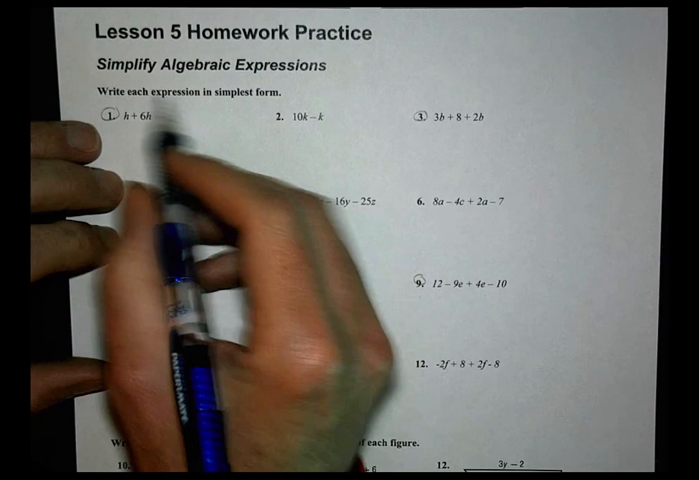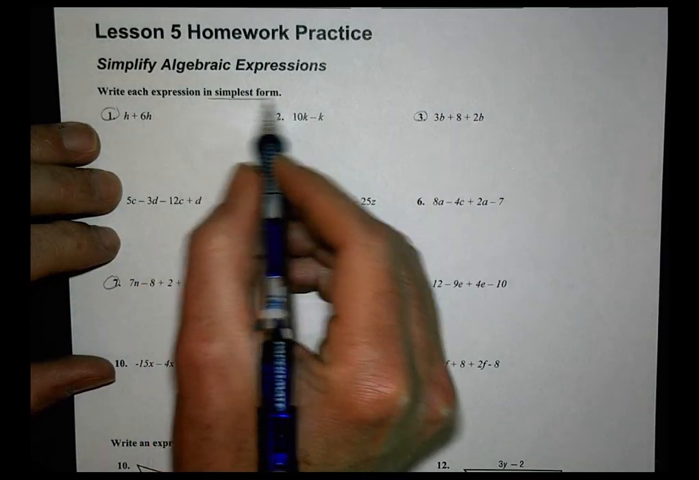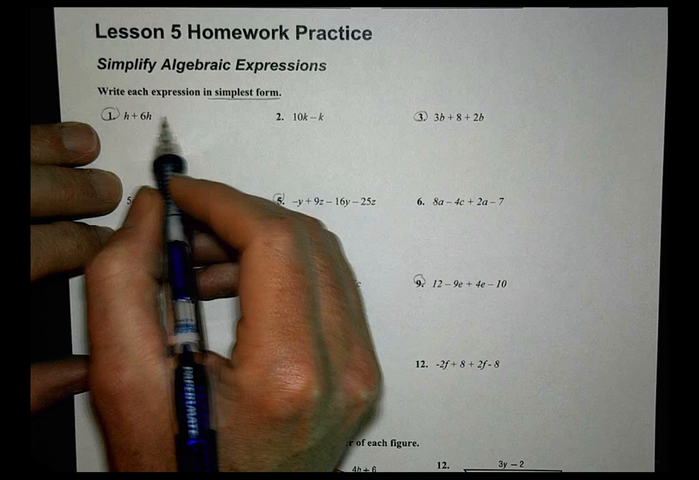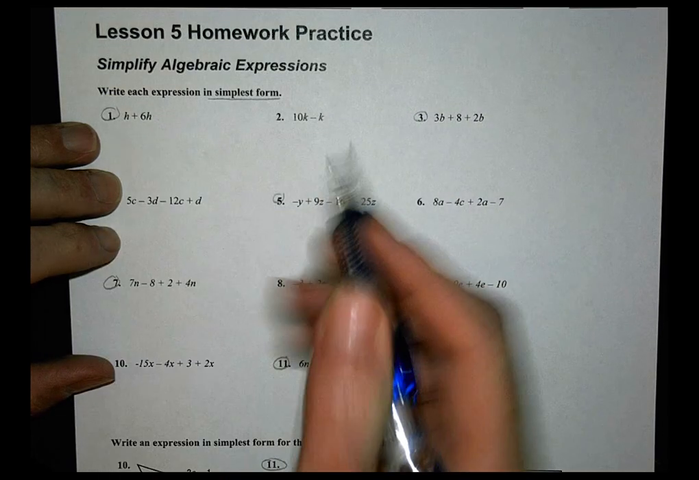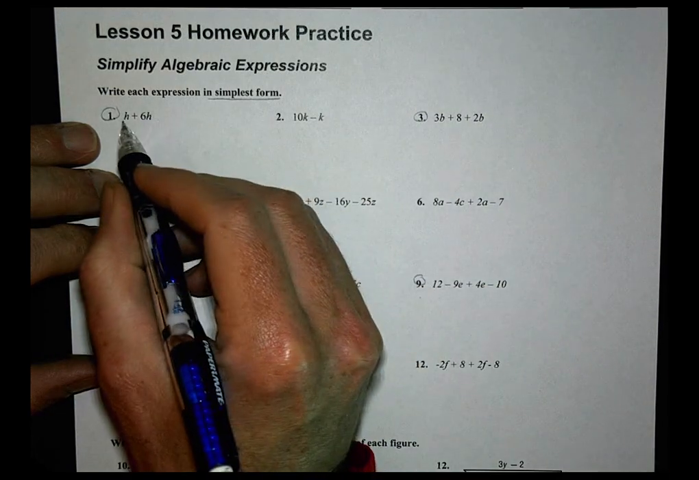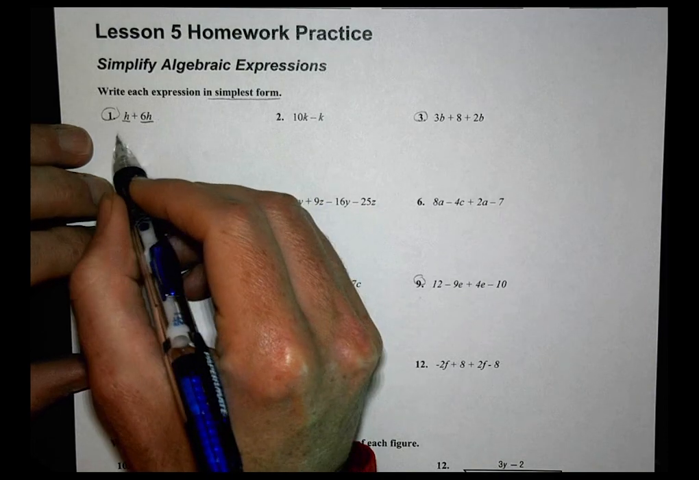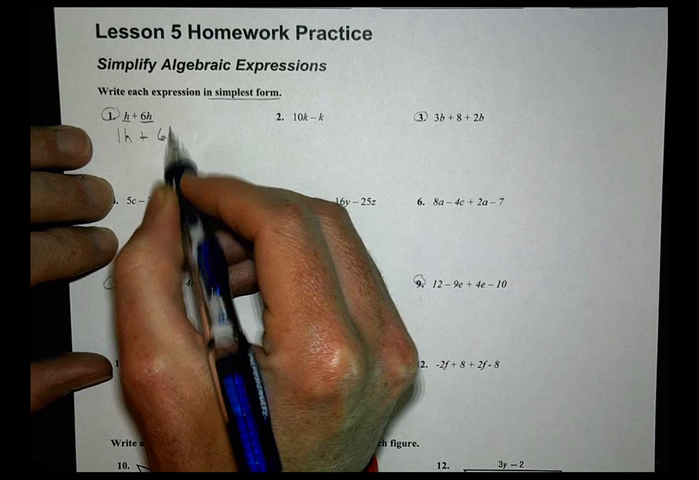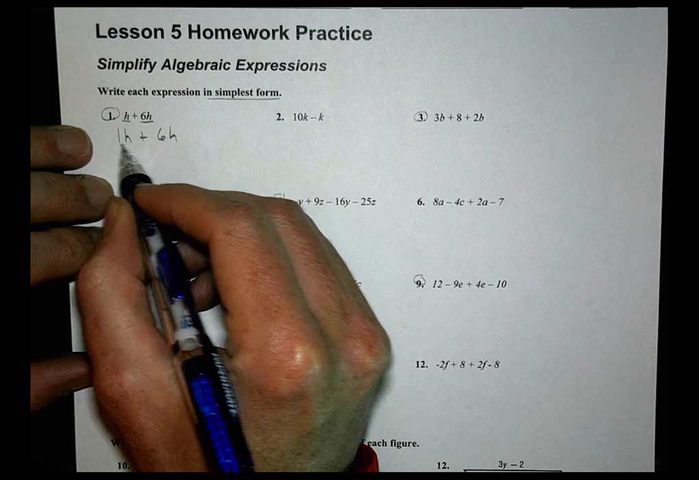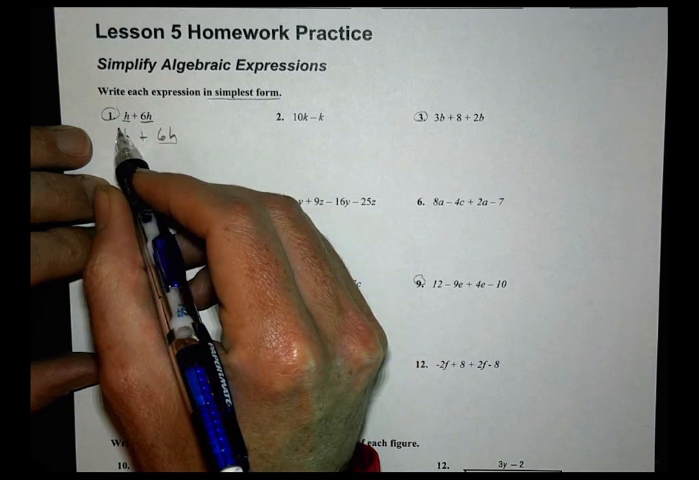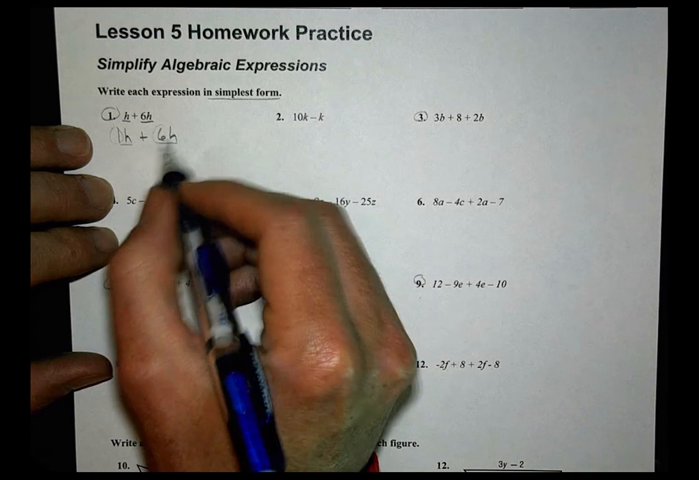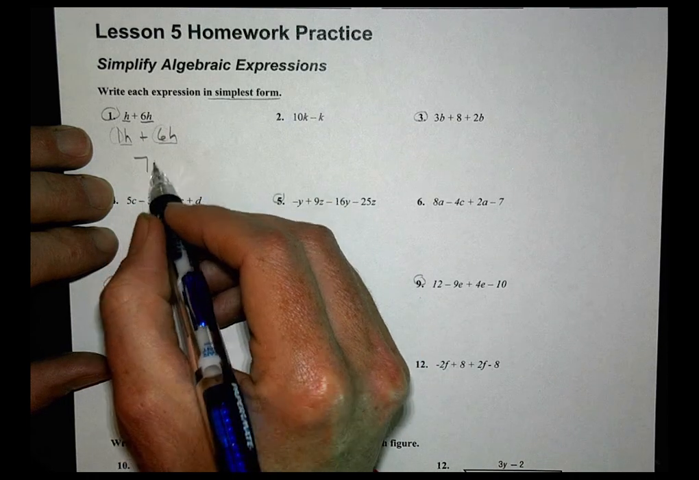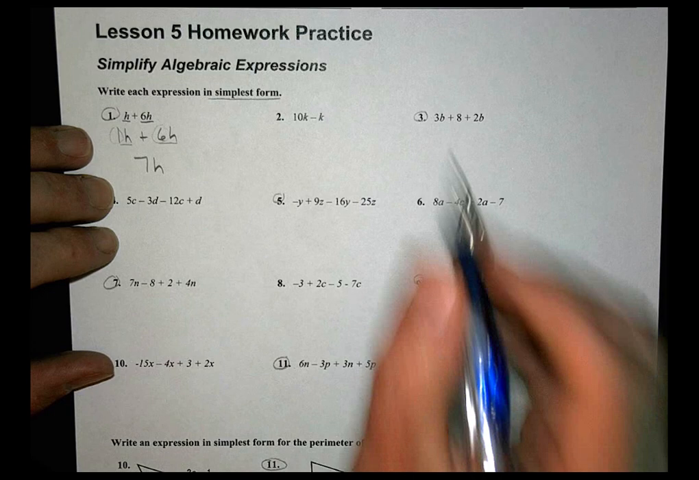So here we go. First of all, it says write each expression in simplest form, which means we're going to combine like terms, like we talked about before, and get this down to the fewest terms possible. So we have an h and a 6h. Now that h, remember, is standing for 1h plus 6h. Because they both have the h as the same variable, we simply combine 1 plus 6, which makes 7 h's altogether.